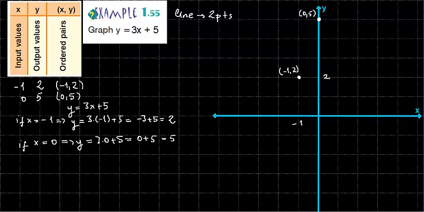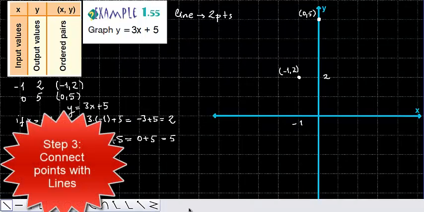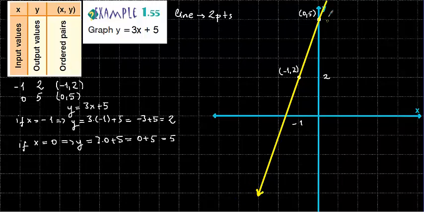So here I'm going to draw the line, a bit thick and with a different color, passing through these 2 points. This is the graph of our line, and the name of this line is y is equal to 3x plus 5.